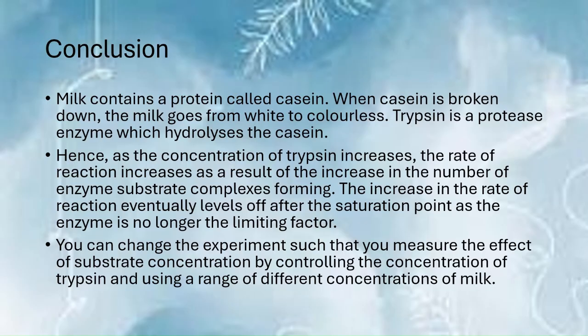The increase in the rate of reaction eventually levels off, and this point is a saturation point as the enzyme is no longer the limiting factor. You can change the experiment such that you measure the effect of the substrate concentration instead by controlling the concentration of trypsin and using a range of different concentrations of milk.